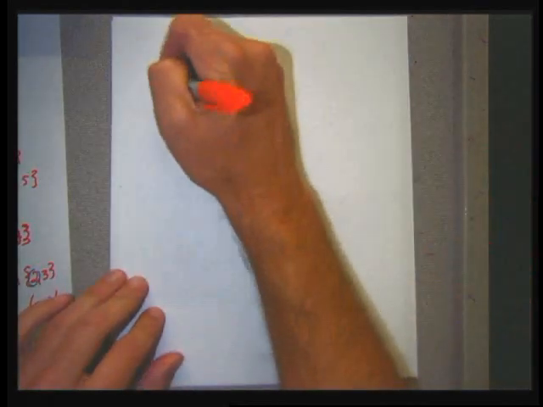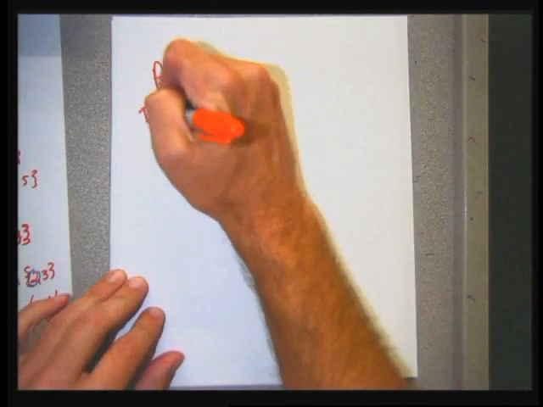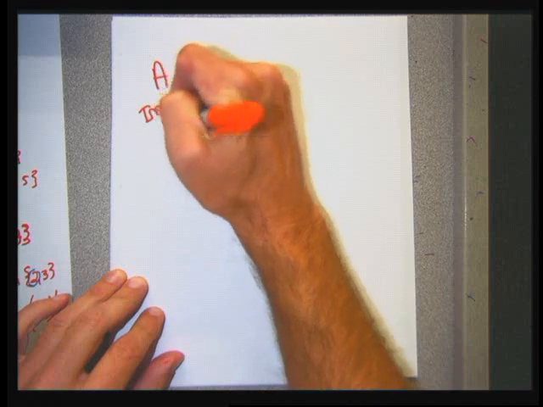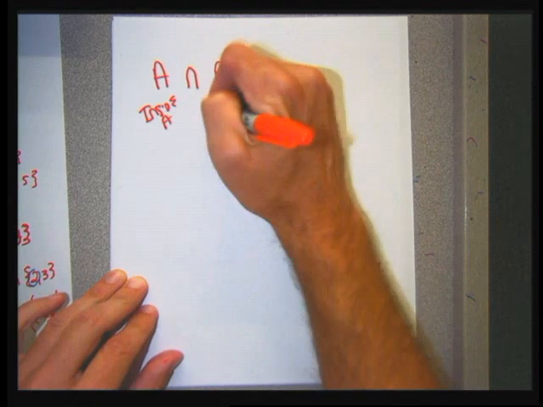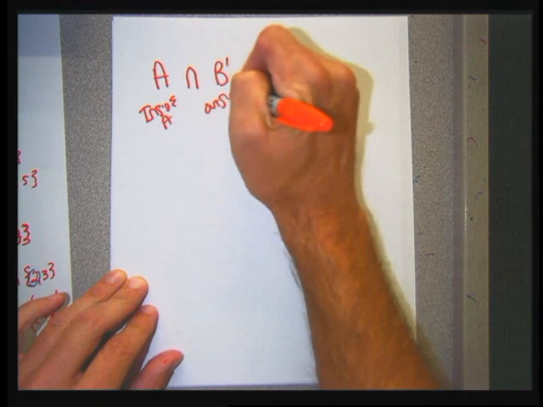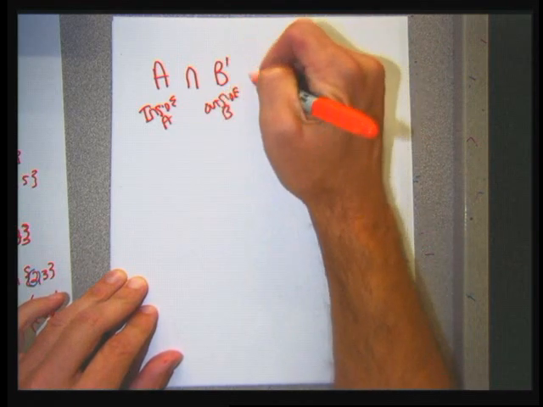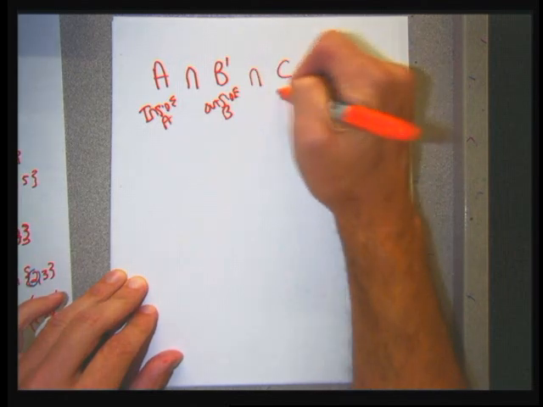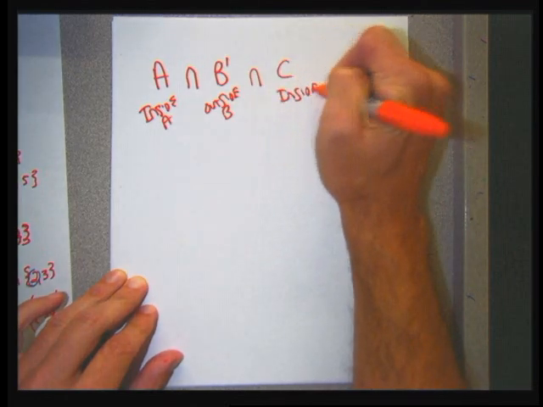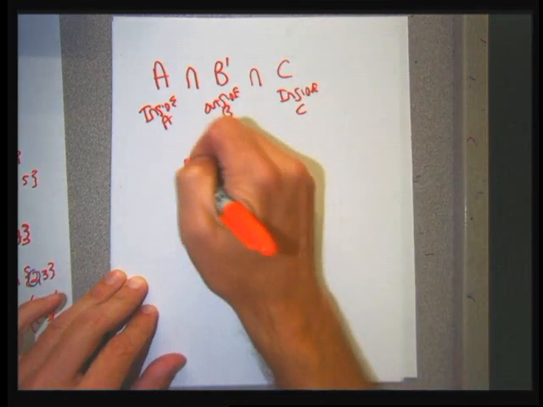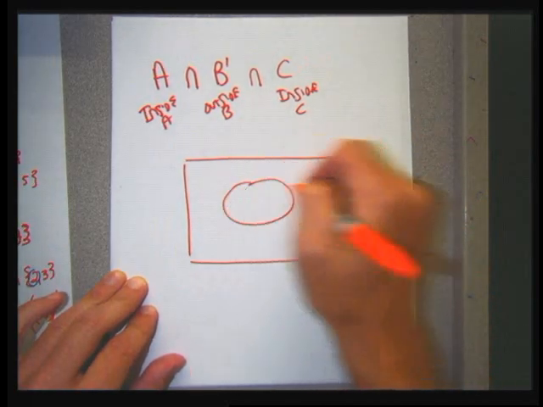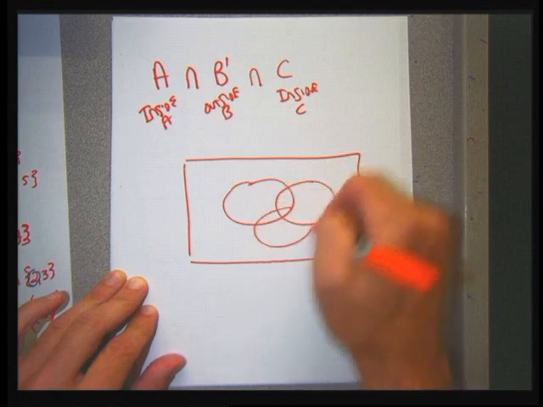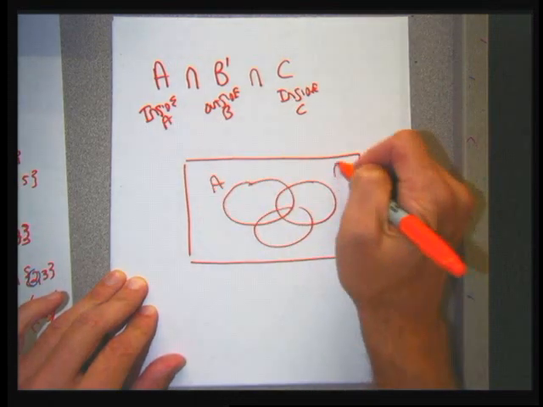So it says inside A, and, I read that intersection as and, I have to be outside of B, and I have to be inside of C. So again, if you're really visually gifted, you can get this answer quickly because you understand the region that it's looking for.